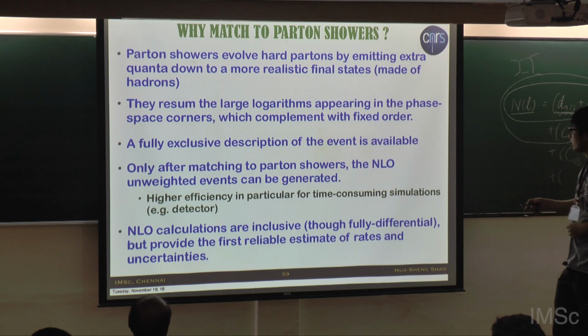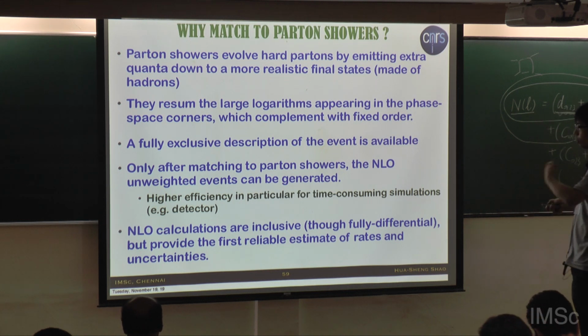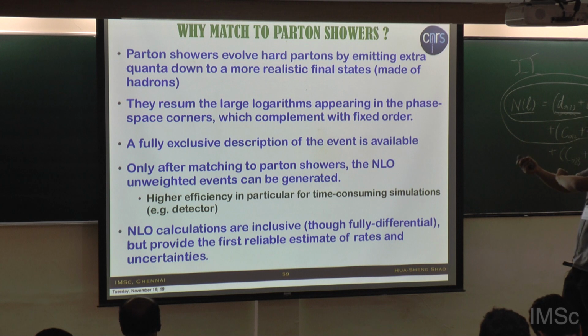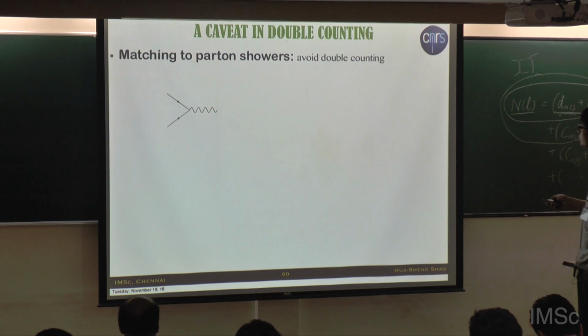This is in particular important for experimentalists because their simulations are very time-consuming, especially detector simulations with GEANT, right? This takes so long. So unweighted events are very important for them. And next-to-leading order in particular is inclusive. It can be fully differential, but you always need to integrate over the unresolved emission, so you don't know the momentum of the unresolved emission. But it provides the first reliable estimation of the rate and uncertainty, scale uncertainty in particular, right? As examples we have shown previously.